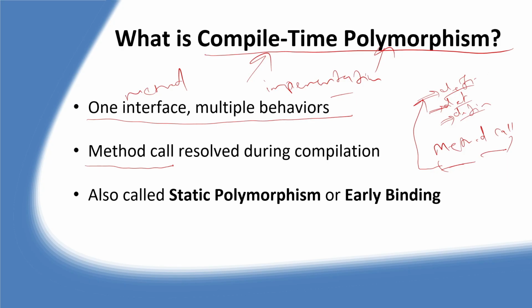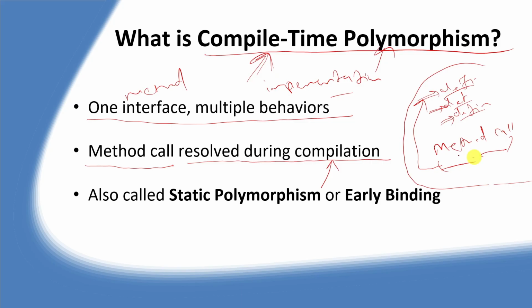Okay, I hope you understood the method definition and method call. Method definition means what that method will do. Method call means which method to call. Now, method call resolved during compilation. So whatever this process I told you just now, method call, which method to call, so these things will happen during compile time. Okay, that's why we are calling it as compile time polymorphism.